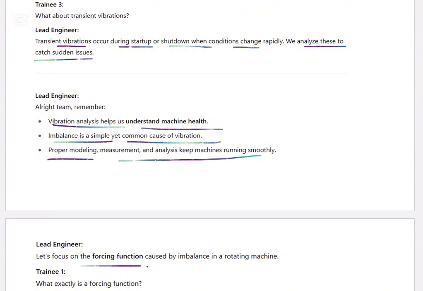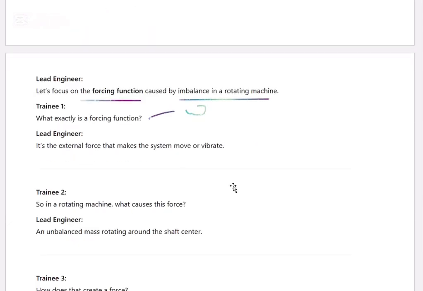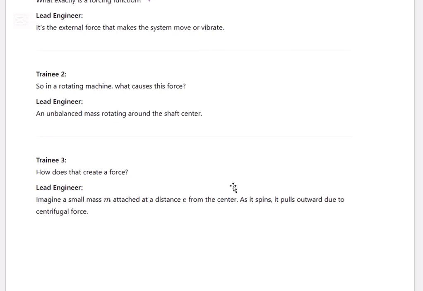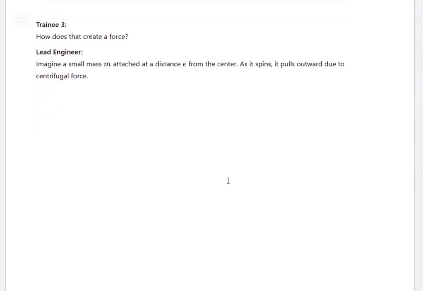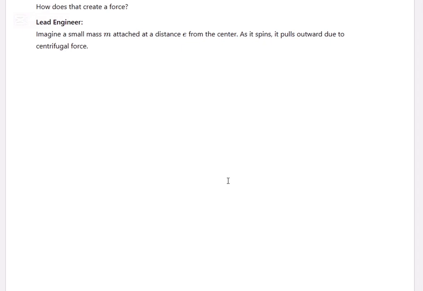Let us focus on the forcing function caused by imbalance in a rotating machine. What exactly is the forcing function? It is the external force that makes the system move or vibrate. So in a rotating machine, what causes this force? An unbalanced mass rotating around the shaft center. How does that create force? Imagine a small mass m attached at a distance e from the center. As it spins, it pulls outward due to centrifugal force.